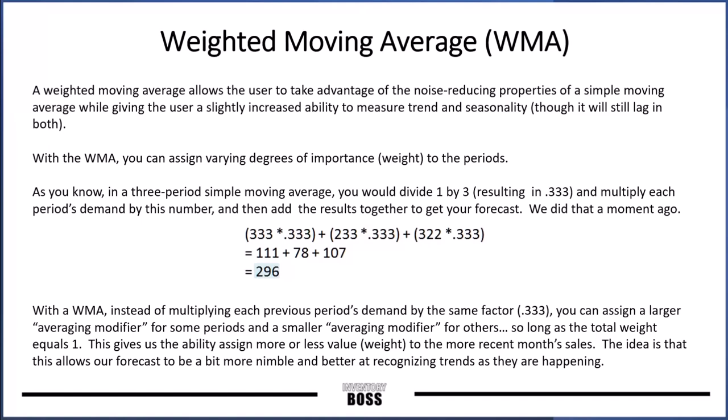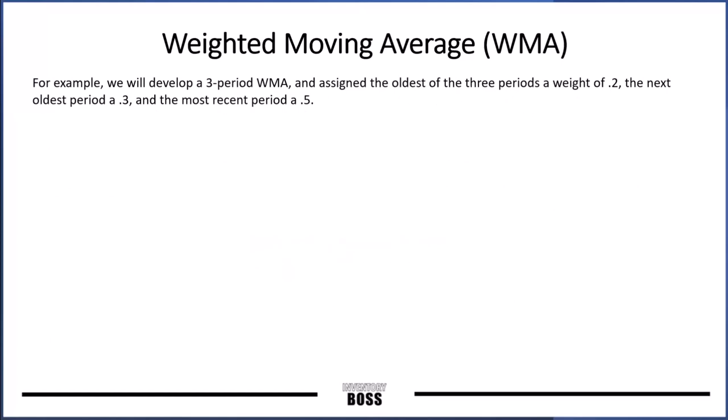So for example, we'll develop a 3-period weighted moving average and assign the oldest period a weight of 0.2, the middle period a 0.3, and the most recent period, now remember we're talking about months, a 0.5. And as I said, these have to combine to 1.0, so the combined weights must equal 1. So here we've got 0.2 plus 0.3 plus 0.5. That equals 1.0, so we're good.